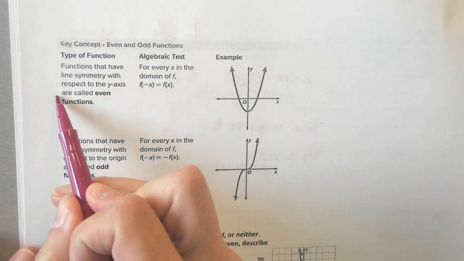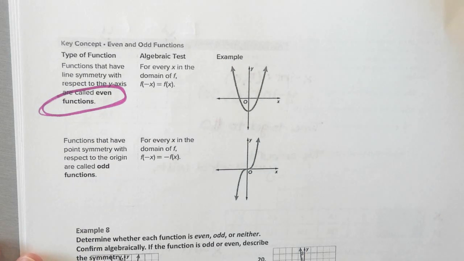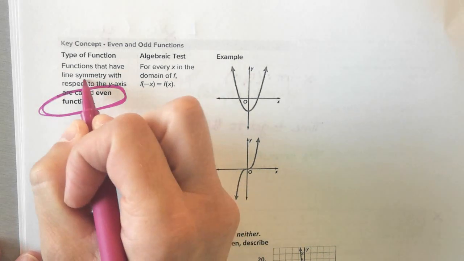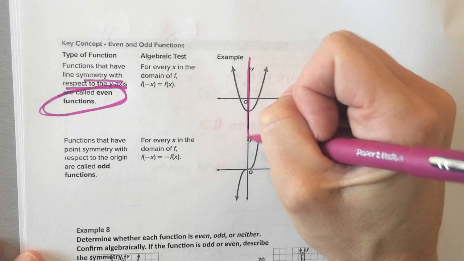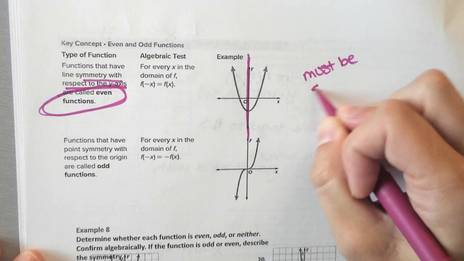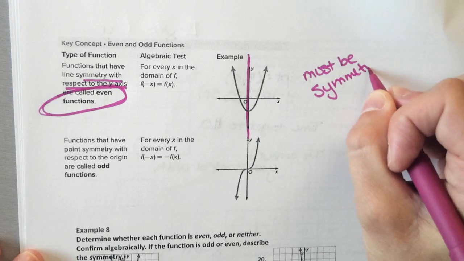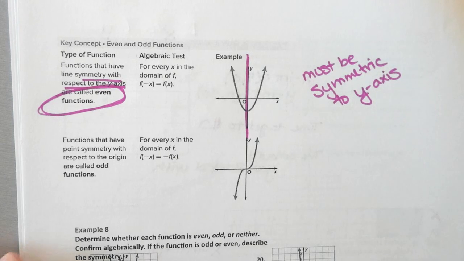So, an even function, let's start there. An even function is when it is symmetric to the y-axis. So it has to be symmetric to the y-axis. It can't just have symmetry, it has to have symmetry to the y-axis. That's the only spot it can have symmetry in order for it to be even.